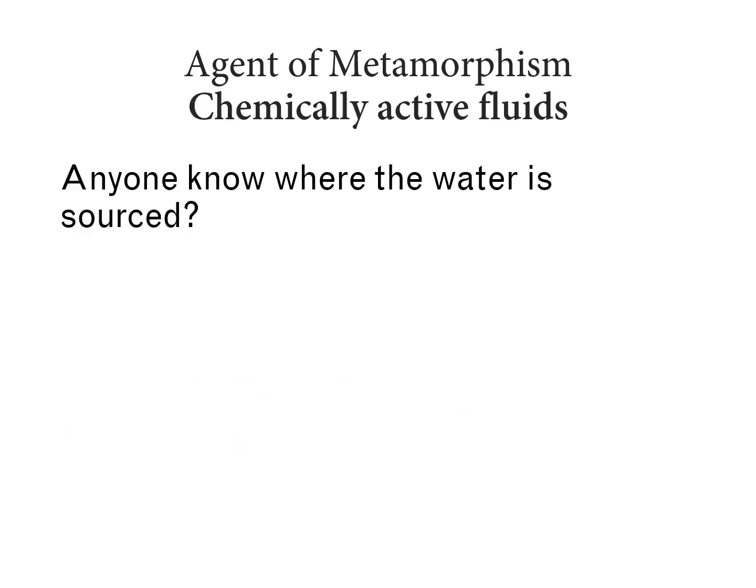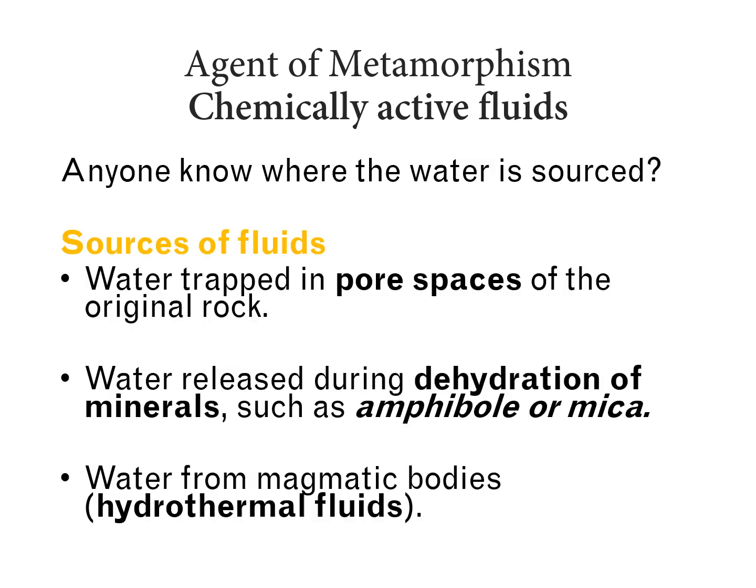But what about chemically active fluids? Chemically active fluids come from water that comes from pore spaces, dehydration of minerals such as amphibole or mica, and also water from magmatic bodies, sometimes called juvenile. Because of the different types of agents of metamorphism, the types of metamorphism also differ.